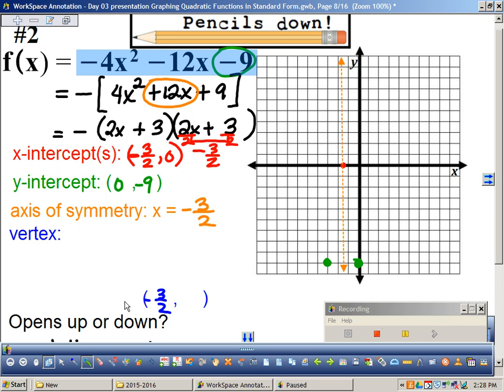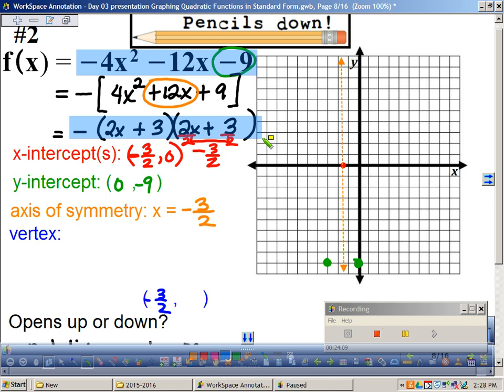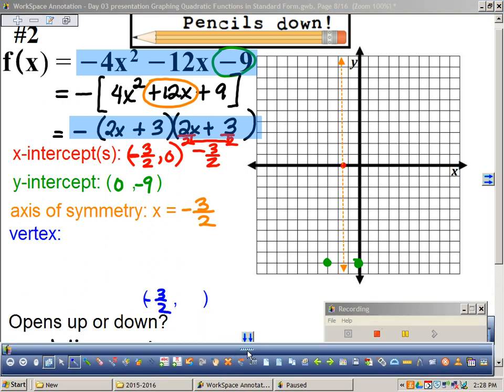I see 3 halves, and I see this one, and I say to myself, that looks like a lot of easier things, because look, I've got 2s and 3s, and I've got 2s and 3s, right? Wouldn't it be easier to plug it in that one? They're the same thing because they're equal. They're just in different forms. So let's use this one.